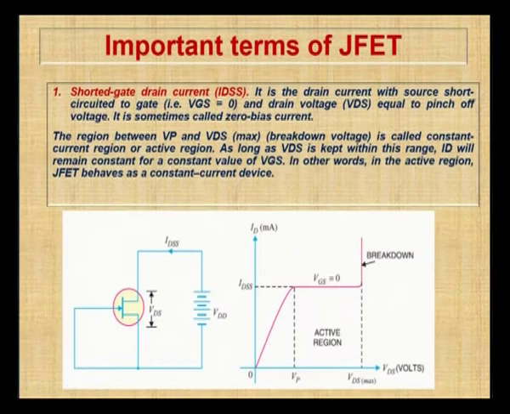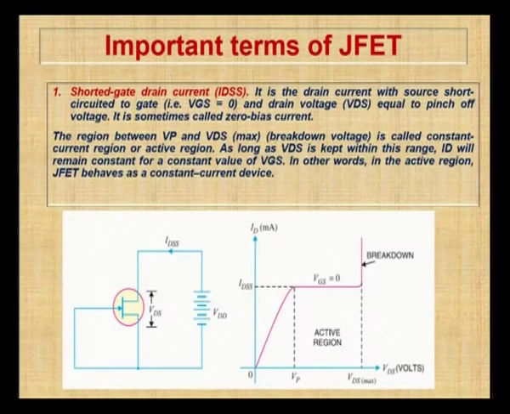Next, some of the important terms that we need to know about JFET are the shorted gate drain current, that is IDSS, which we commonly call IDSS. It is the current when the source is short circuited to the gate and the drain voltage is equal to the pinch off voltage. It is sometimes also called the zero bias current, that is IDSS.